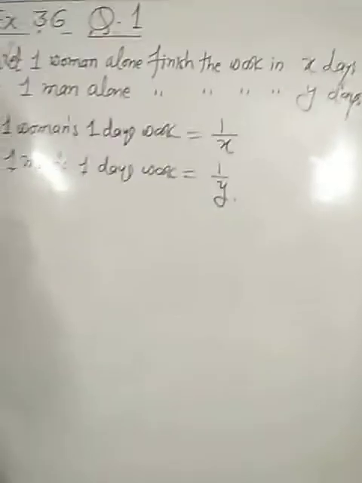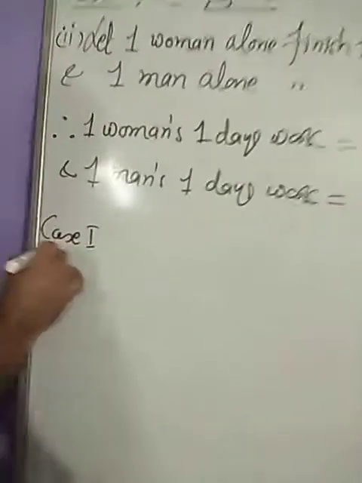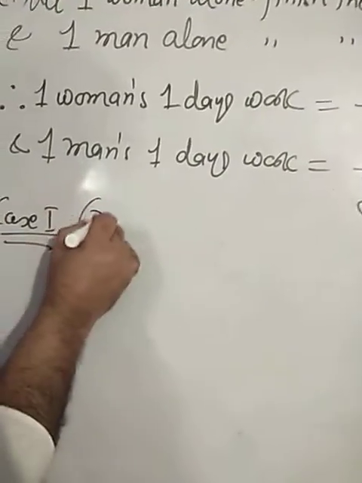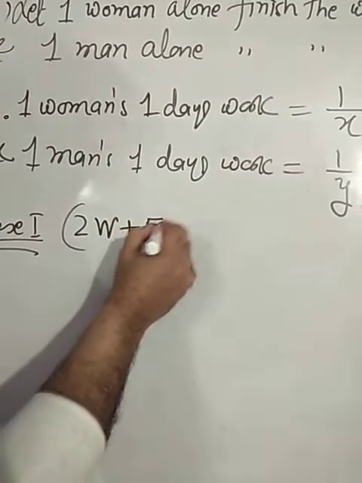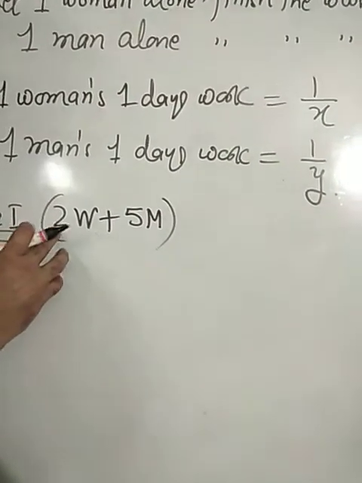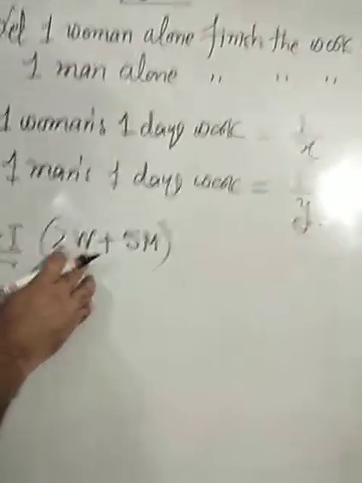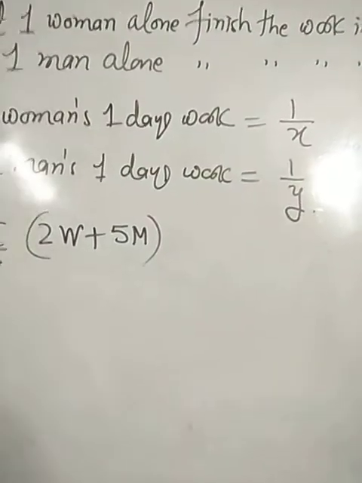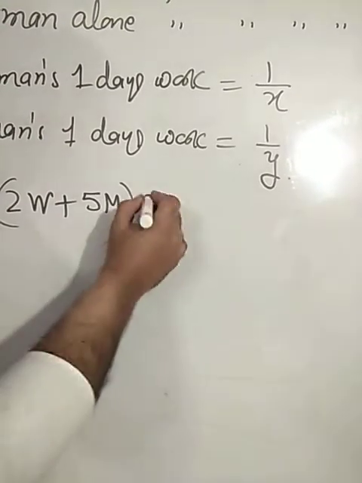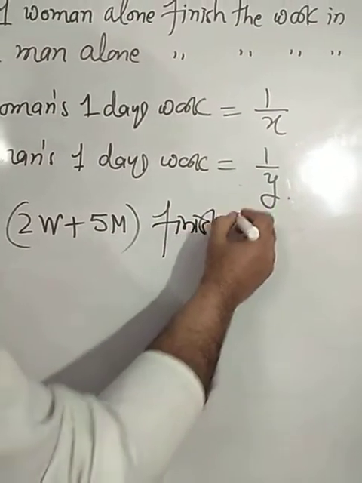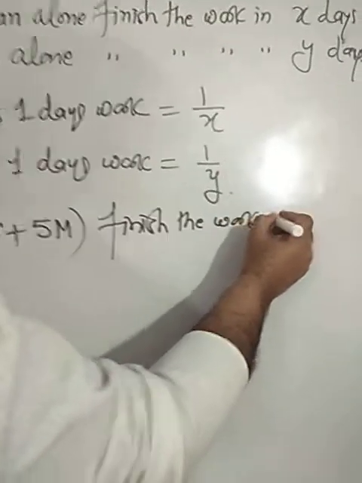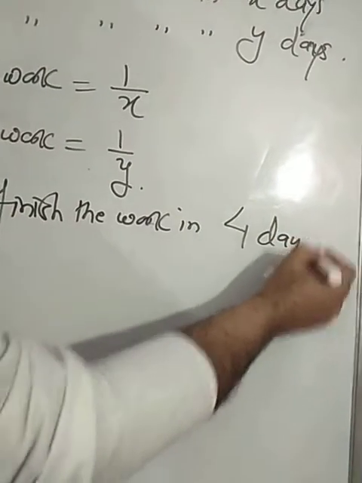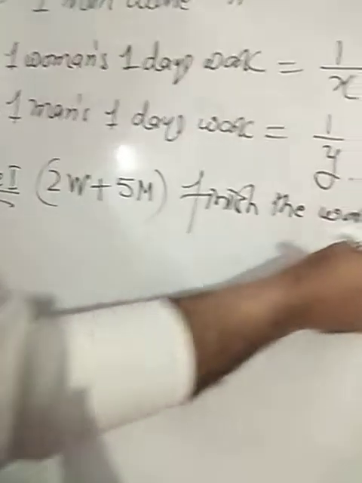Now case 1. In case 1 we have 2 women and 5 men. See, how do I write? I write 2 women and 5 men. I'm writing 2W in short, 2 women, and 5 men. Plus means they are together, they are working as a group. 2 women and 5 men finish the work in, it is given, 4 days. This group finished the work in 4 days.